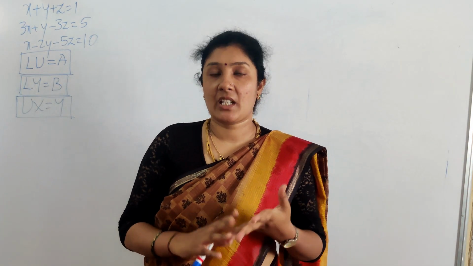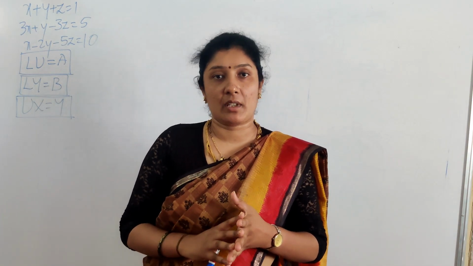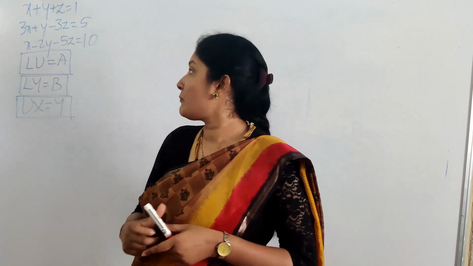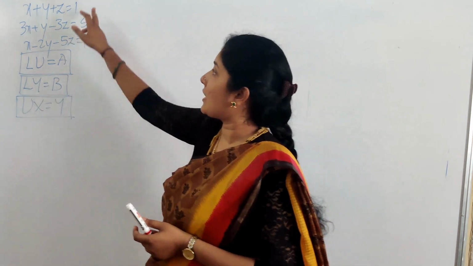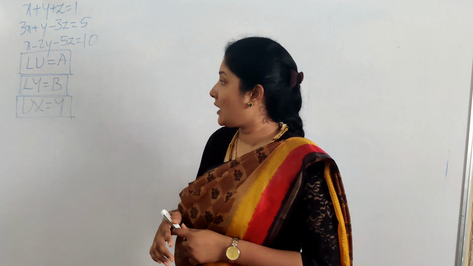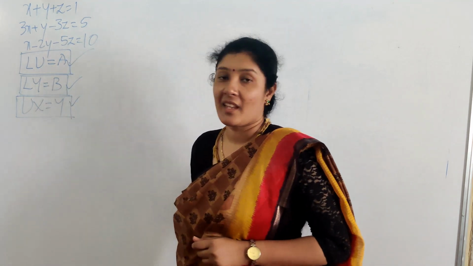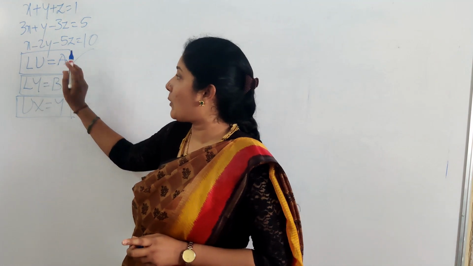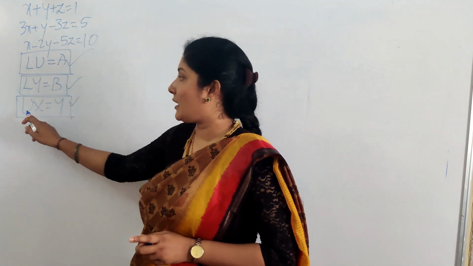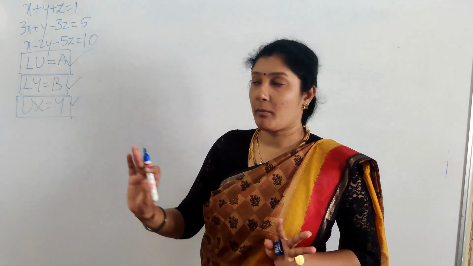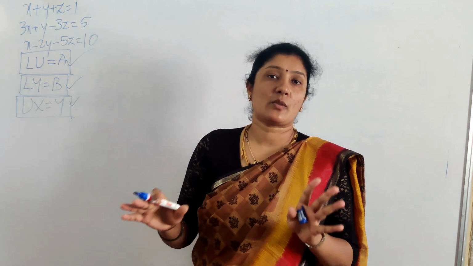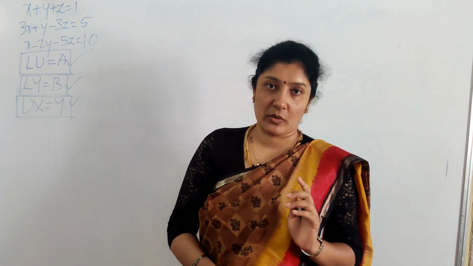Decomposition method. It is also called Crout's method of solving equations. Now consider here there are three equations being given. You need to remember three formulas here. First one, LU equal to A, Ly equal to B, Ux equal to y. If you remember these three, it is very easy to solve using the LU decomposition.